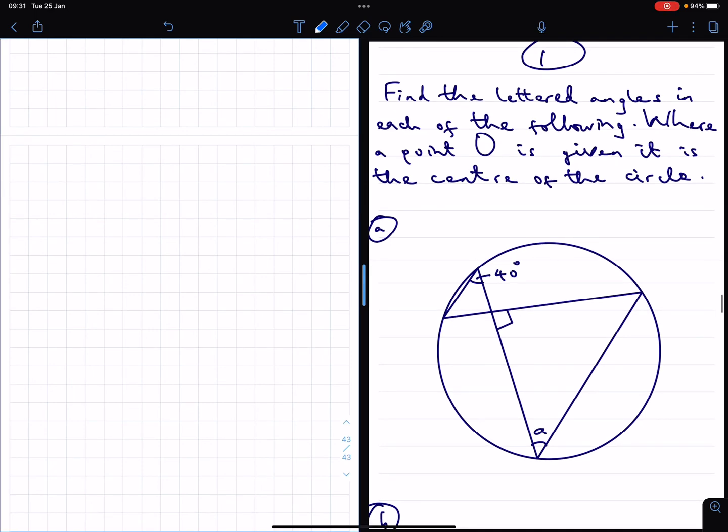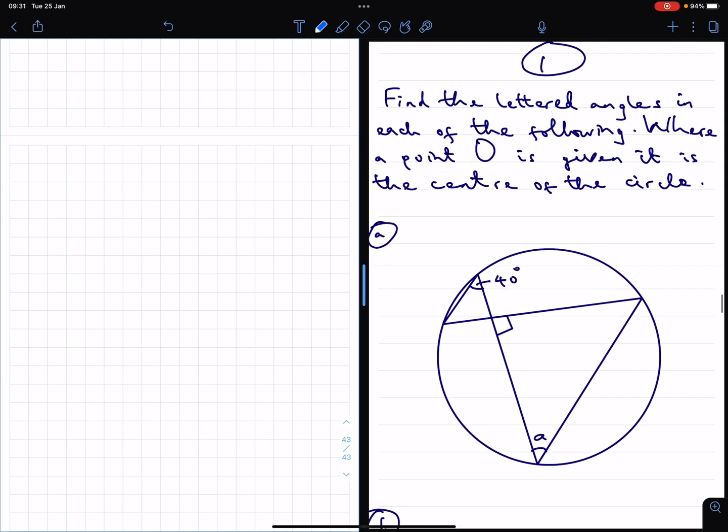Welcome back everybody. We're solving more questions today on circle geometry. Let's go straight to it as usual. Number 1, find the lettered angles in each of the following. Where a point O is given, it is the center of the circle. That means wherever we see O, it represents the center of the circle.